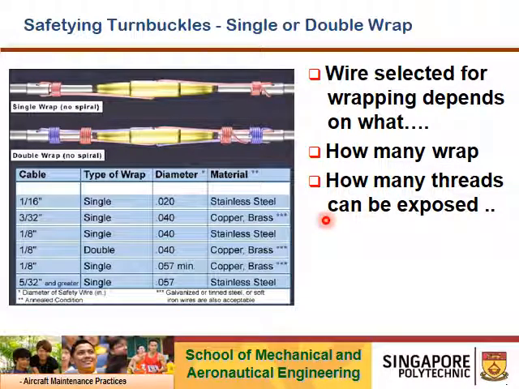Safety turnbuckle. Lock wire is carried out on the turnbuckle after we have carried out the tensioning process and the aircraft cable system is within the limits. Then we will do a wire lock to ensure that the turnbuckle does not move, or rotate and work loose due to vibration.